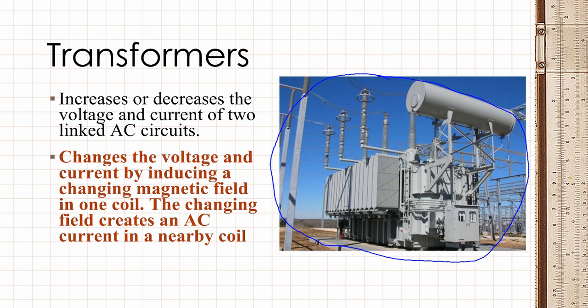What a transformer does is it increases or decreases voltage and current. We do this by two coils. Okay? We have one coil and a magnet and another coil. And the number of coils is going to be different for each.